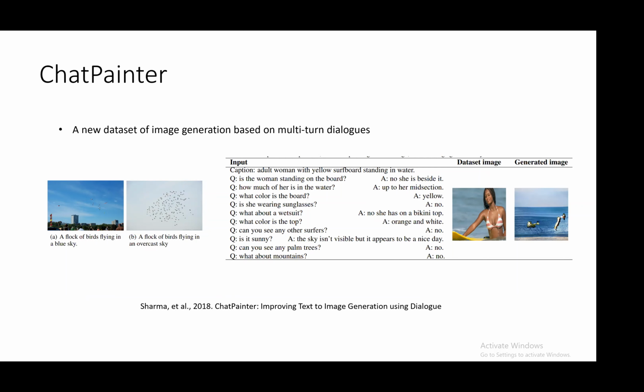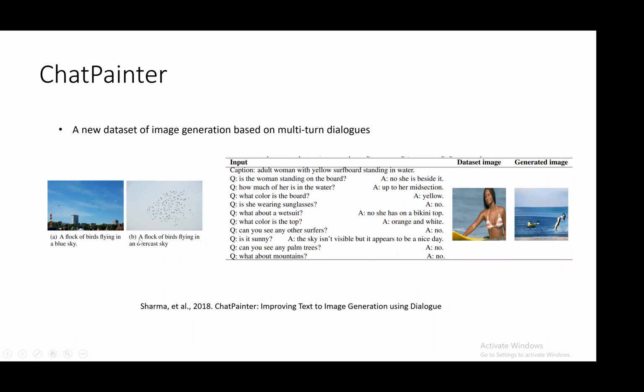They form a new dataset called ChatPainter for multi-turn dialogue generation. The motivation here is slightly different from the motivation we mentioned before for dialogue-based generation. They think that if you just generate an image based on one caption or one sentence, it will roughly give you some similar images, but with different styles.